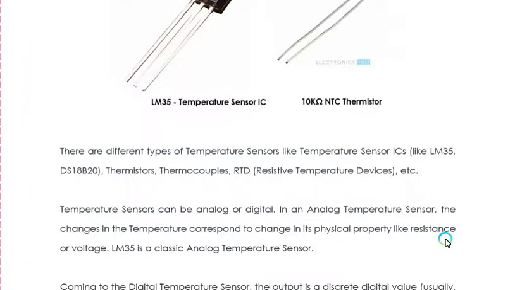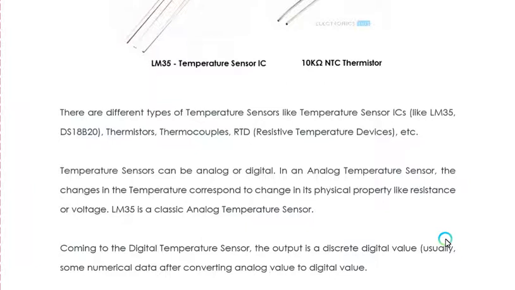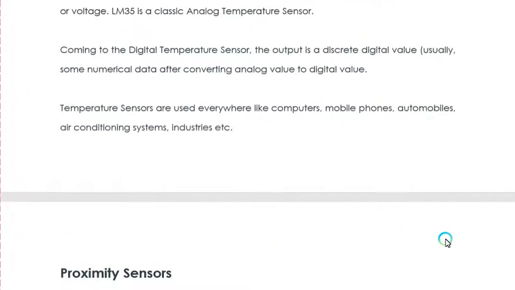In an analog temperature sensor, the changes in the temperature correspond to change in its physical property like resistance or voltage. Coming to the digital temperature sensor, the output is a discrete digital value, usually some numerical data, after converting the analog value to a certain digital value. Temperature sensors are used everywhere, like computers, mobile phones, automobiles, air conditioning systems, industries.